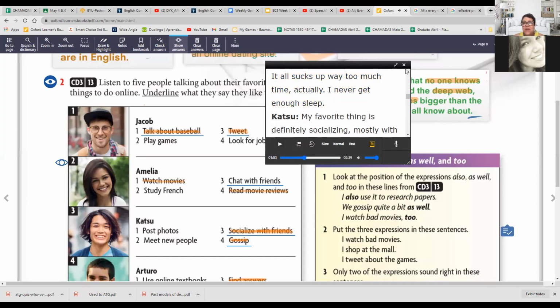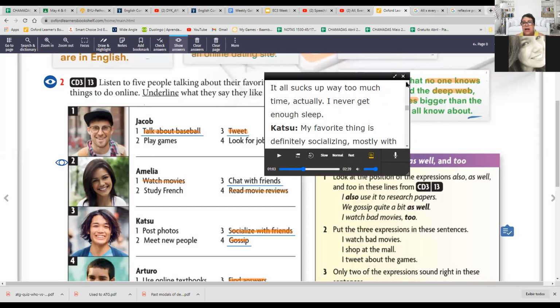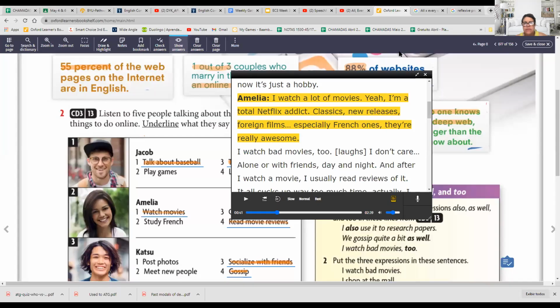Okay, so let's try to analyze here how she describes her hobby online, the things that she likes doing online. Oh, yeah, sure. Sure, Larissa. Okay, I can do that. Sorry. So let's take a picture first and then we continue. Okay, let me pause here.